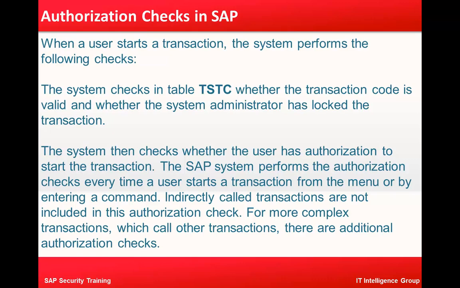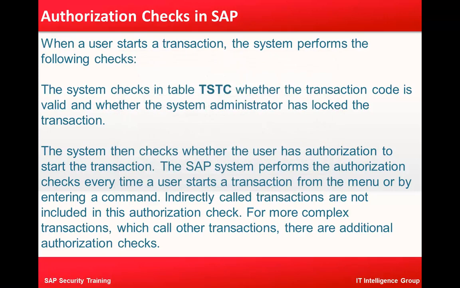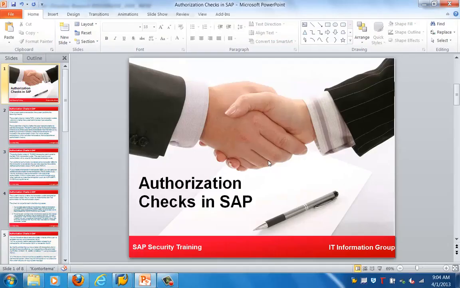Then the system checks whether the user has the authorization to start the transaction. So it will go into PFCG and check whether the roles required to perform that particular transaction are assigned to the user or not. Basically, these are the two main steps. First step, TSTC validation, validating whether the T code is valid and locked or not. Second step is going into the system and finding out whether the user has the required roles or not.